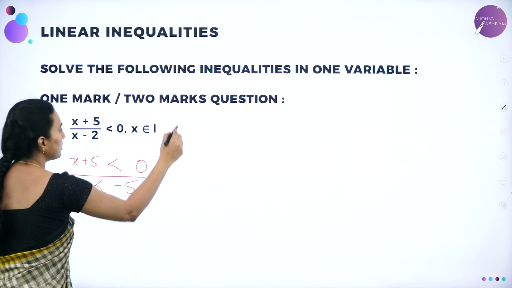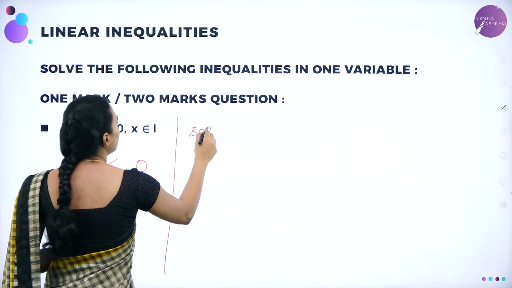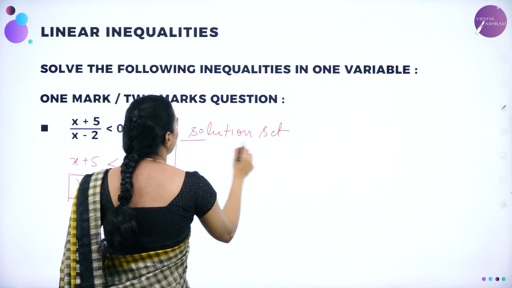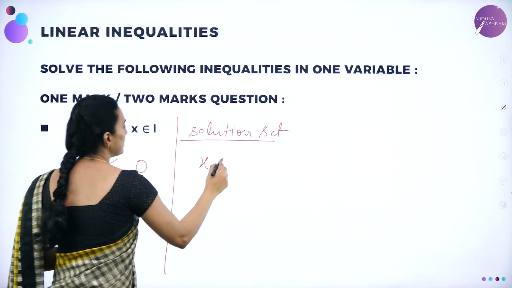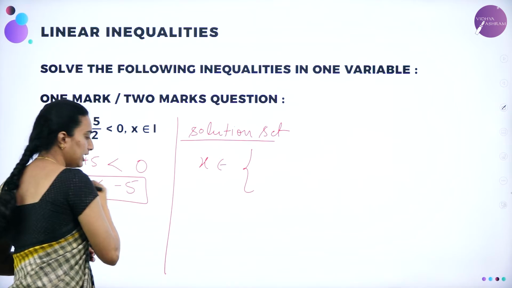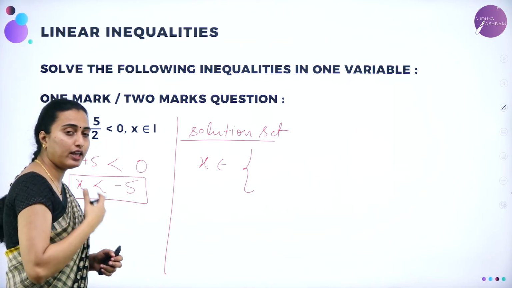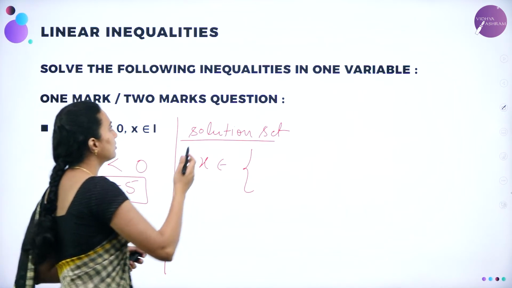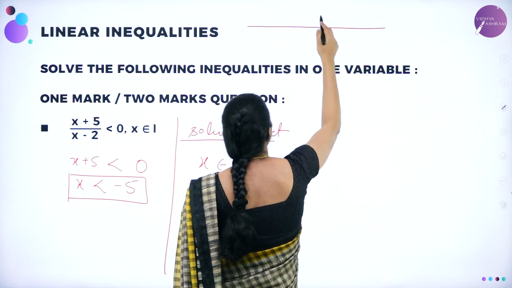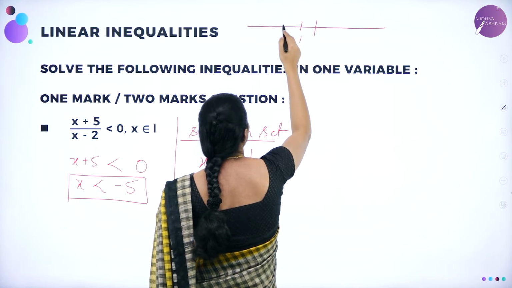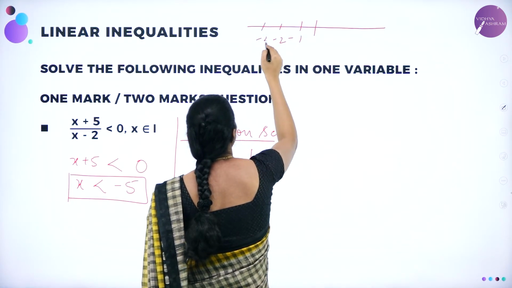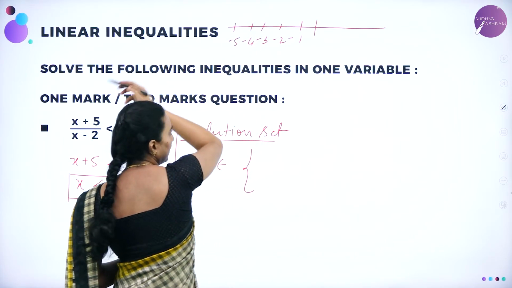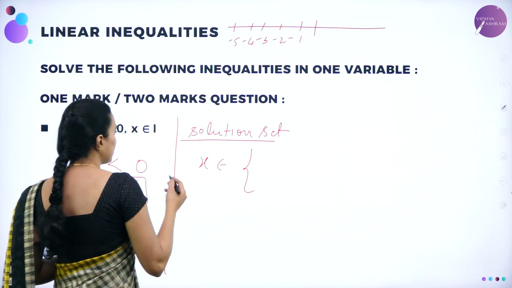Now how to write the solution set when x belongs to integers. The solution set is given by x belongs to, open the flower bracket, less than minus 5. On the number line this is minus 1, minus 2, minus 3, minus 4, minus 5. Less than minus 5 it will go, so minus 5 is not included.